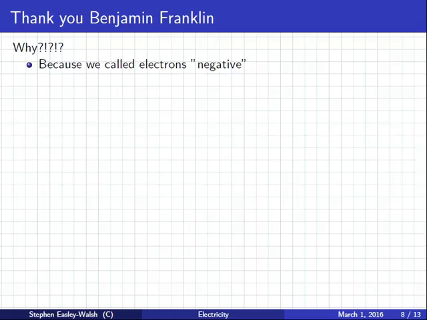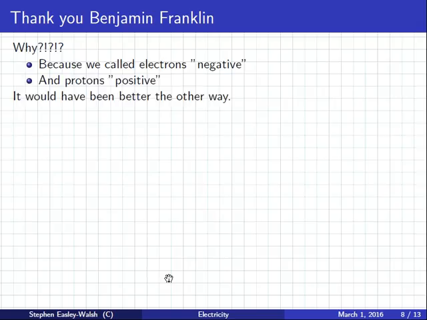Unfortunately, just really bad luck. Benjamin Franklin, in his experiment, called what charge he had left from the experiment the negative charge, which turned out to be the electrons, which is why we call electrons negative. It would have been better if he had called that the positive charge and the other one the negative, because it meant we wouldn't have this situation. Because we call electrons negative and protons positive, it would have been better the other way, but it's too late now and it's stuck.